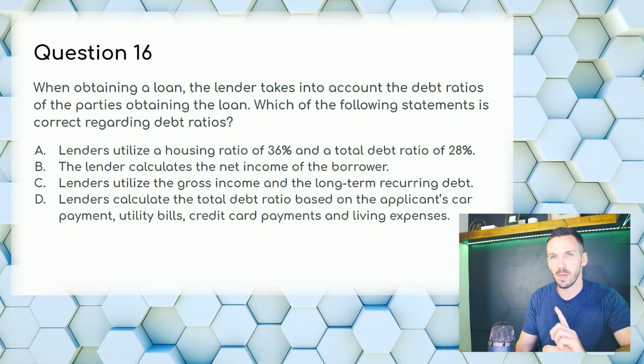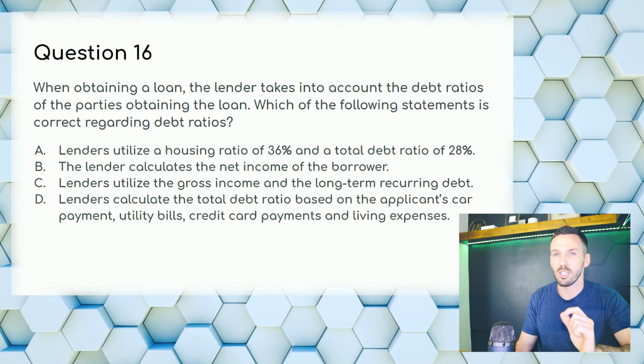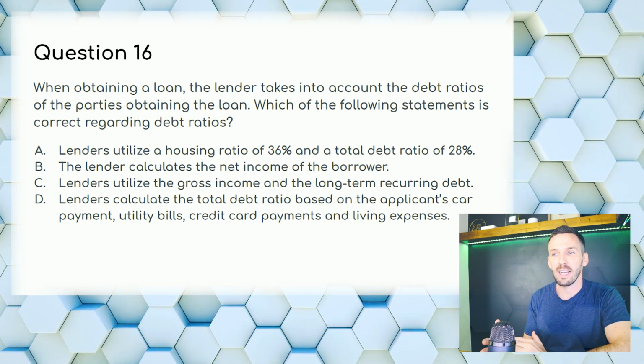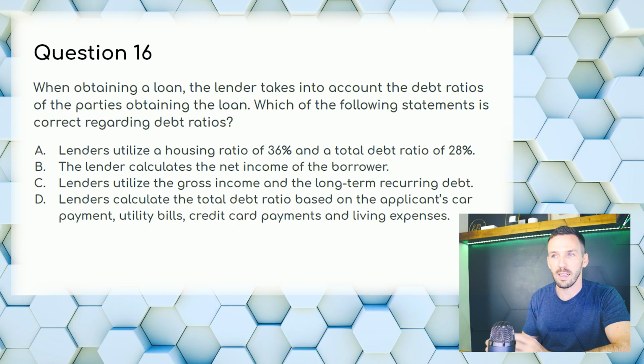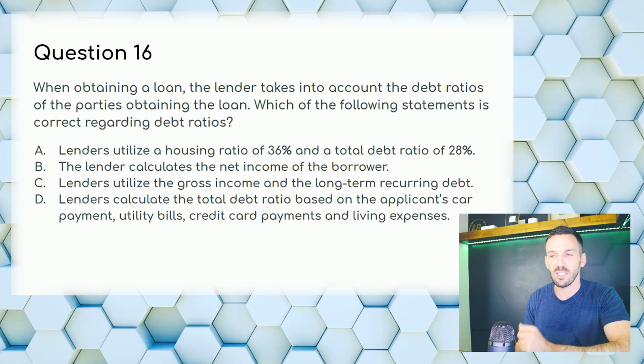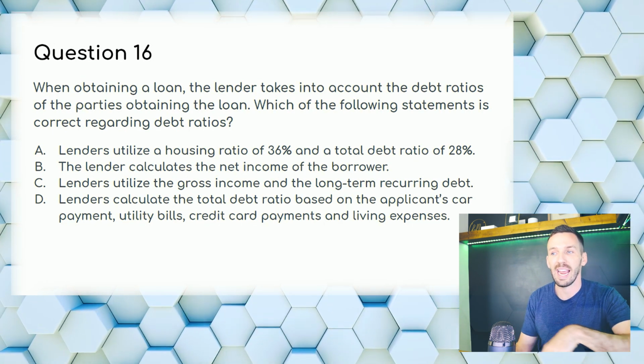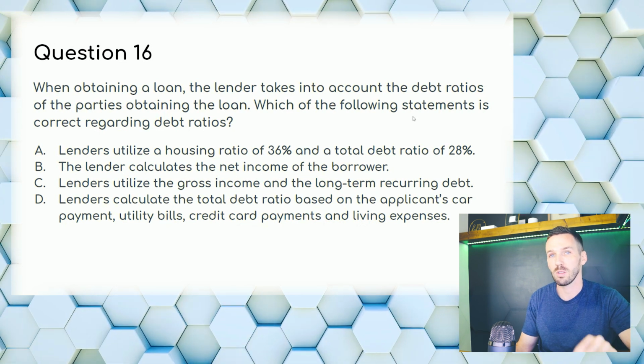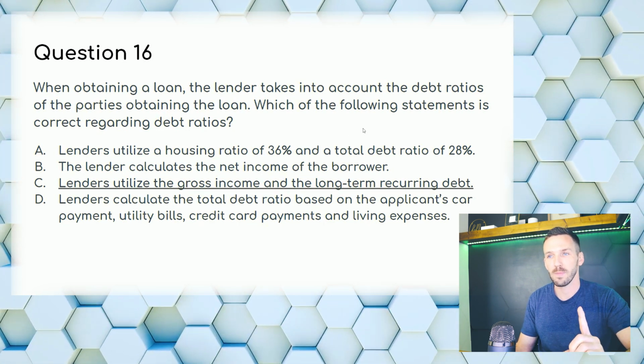The housing ratio is 28%, while the debt ratio is 36%. So they use gross income, so it's not B, that says net income. The answer here is C. They use gross and recurring debt. Gross, remember, is before taxes.